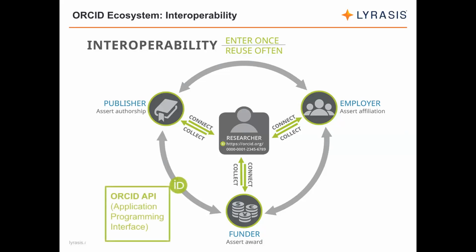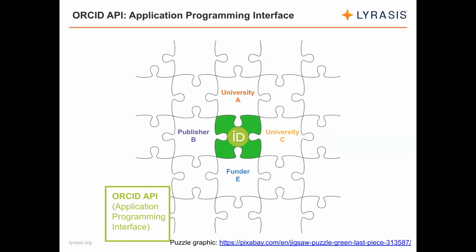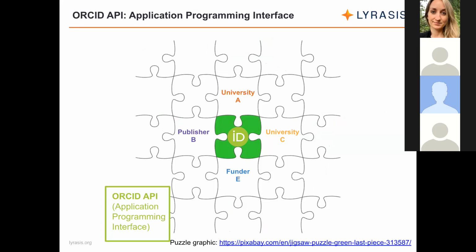And this is made possible through the ORCID API, or Application Programming Interface. So institutions are building ORCID functionality into their systems using the ORCID API in order to make these connections with researchers through ORCID. And the API can be compared to a puzzle piece that helps different systems talk to each other, even though they may not be compatible. So ORCID serves as that central puzzle piece that allows for communication across workflows and systems.